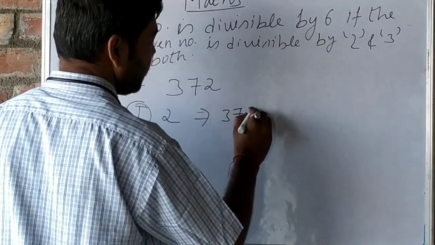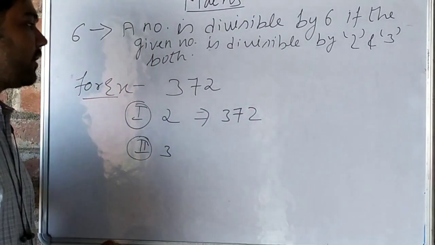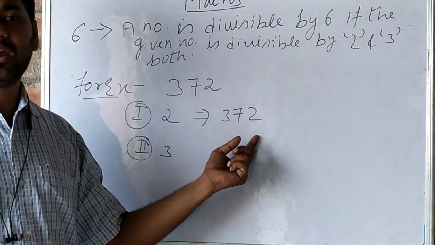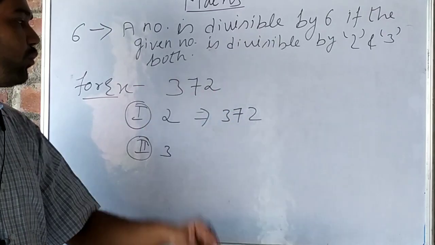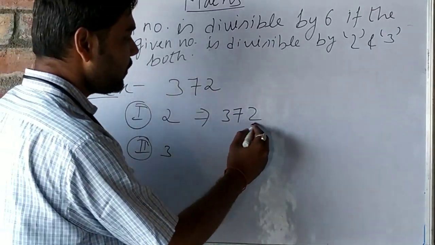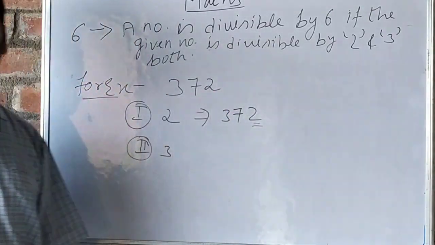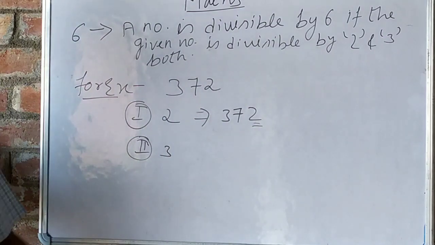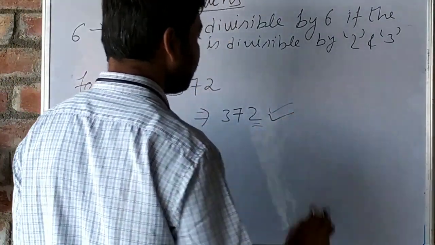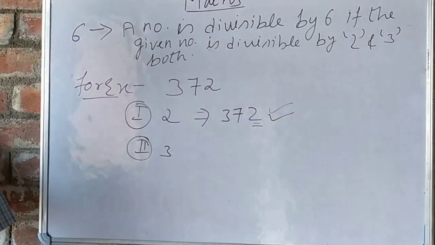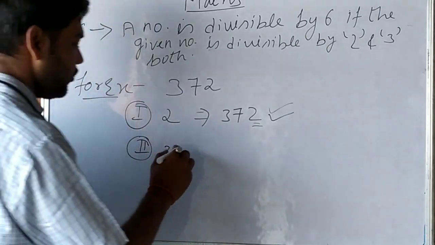We know that in 372 the digit at the unit place is an even number. Understand? That is 2. The digit at the unit place is 2. That is an even number. So we can say that because it has an even number, it will be divisible by 2. Now we will see the divisibility of 3.